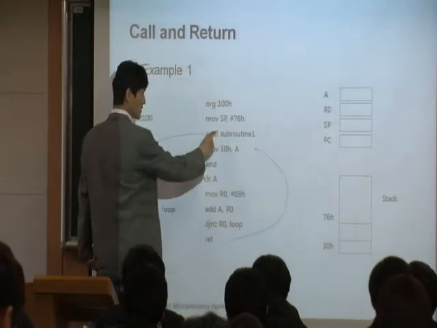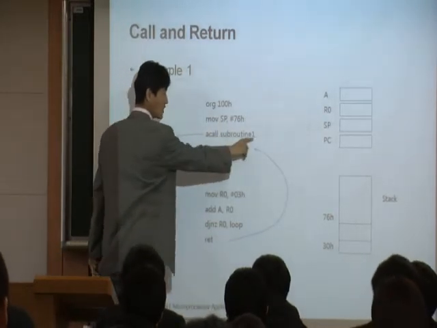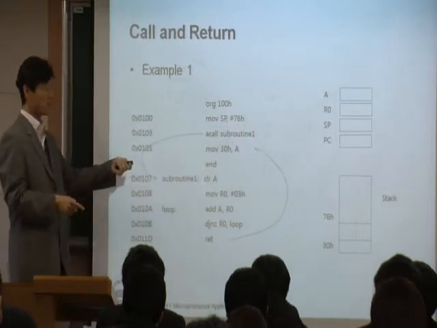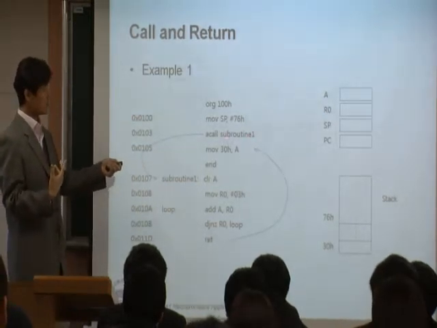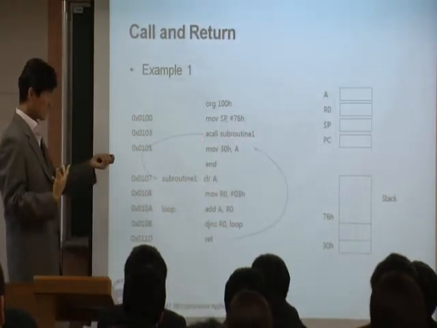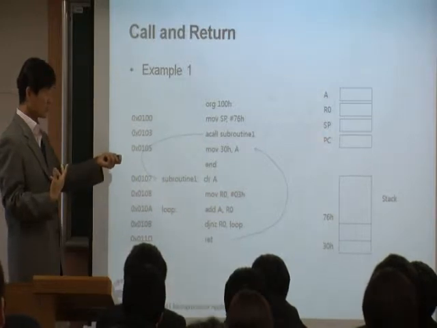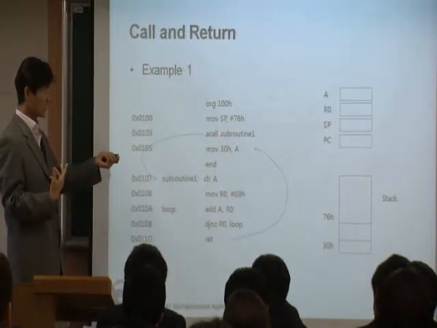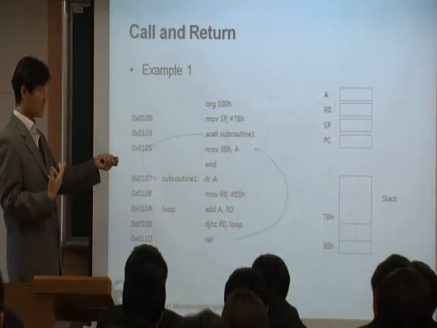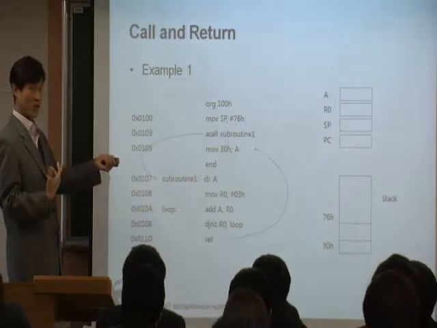You define the stack pointer here, and I call subroutine 1. Subroutine 1 is my label. When you execute this one, what would be the value in the program counter? When I execute this, what value do you have? 105. Okay, you have a 105 when you execute this.